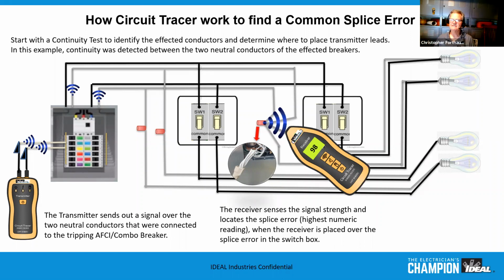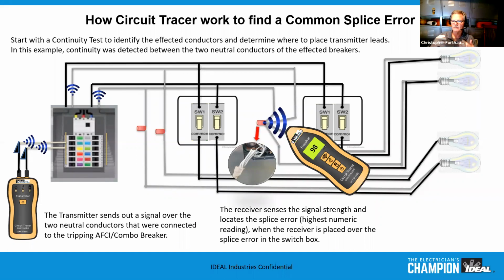It actually takes us longer to take the panel off, hook up the transmitter, verify with the continuity check, and hook up the transmitter to send the conductor than it does to scan the room with the tracer to find the respective splice error. And then to fix that, you just separate the neutrals, right? So that's how it's used to find a common splice error.